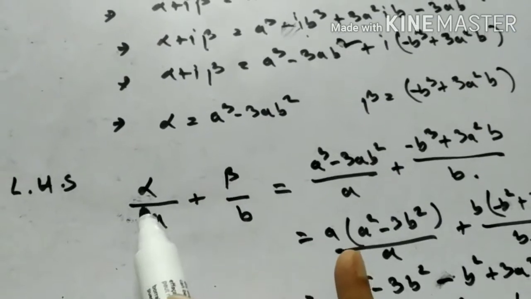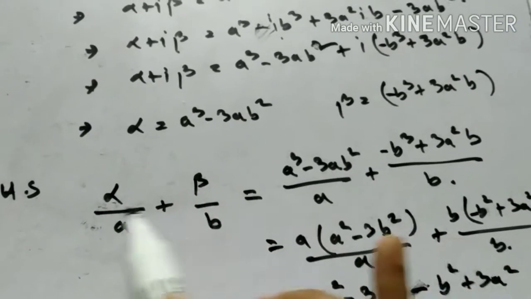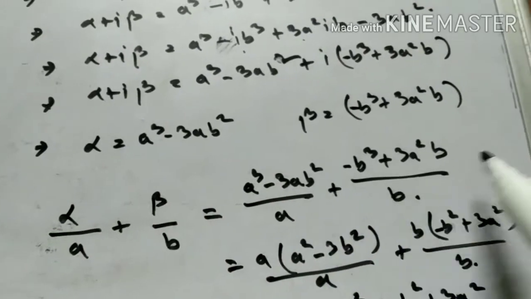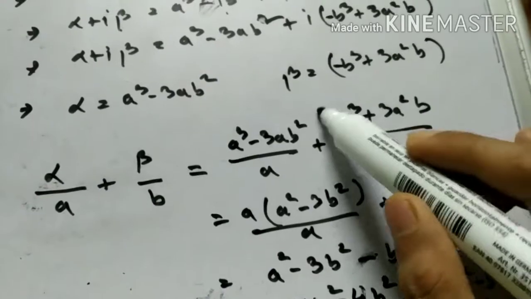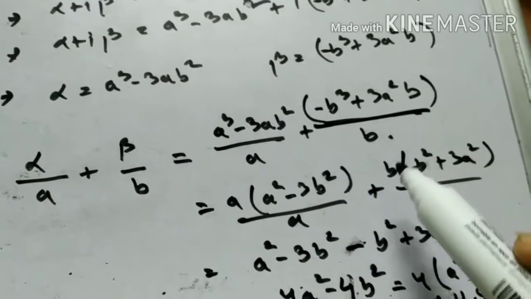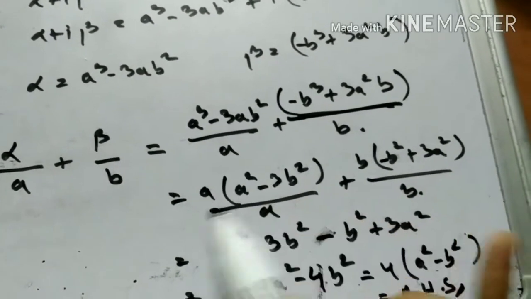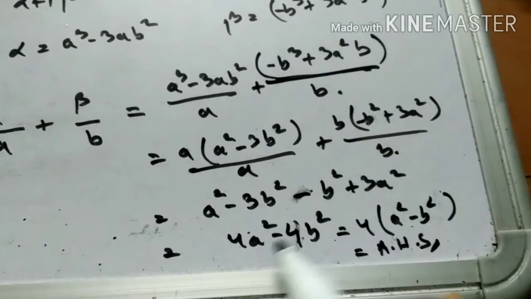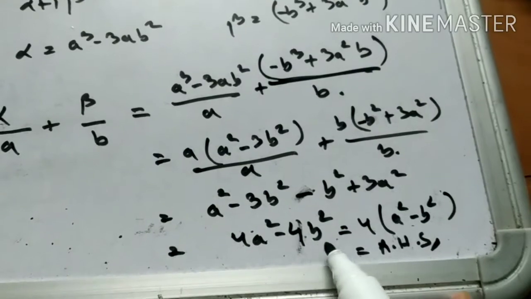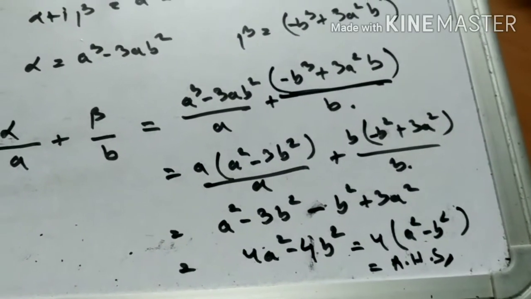So now I will take the LHS, alpha by a plus beta by b. The alpha value I will put in, the beta value I will put in, and ultimately this you can keep inside a bracket. Ultimately, from the first I have taken a common, from the second b common, a cancels, b cancels. This I will get, this is 4a square minus 4b square. From there, take 4 common, this is equal to the RHS. Understand?